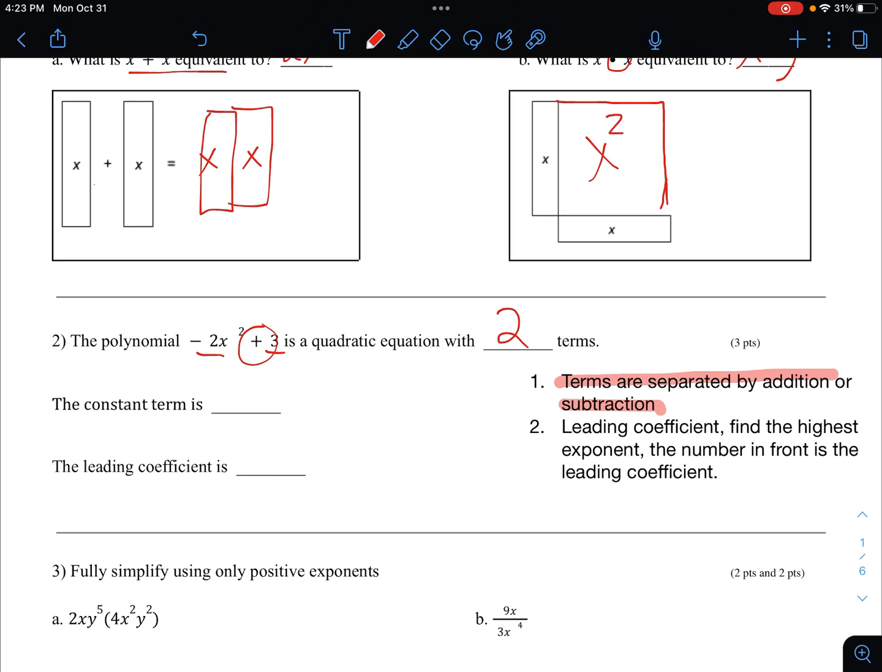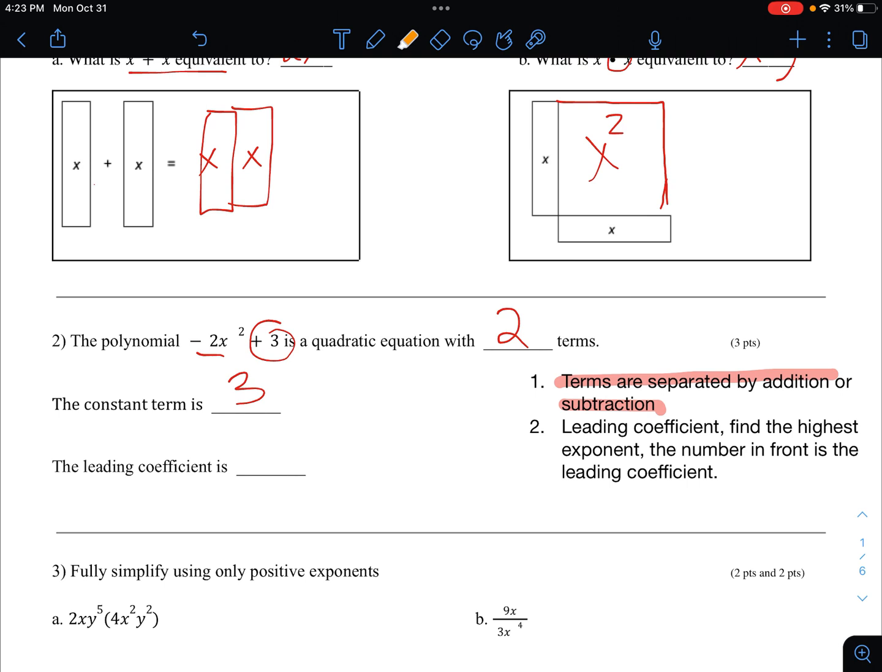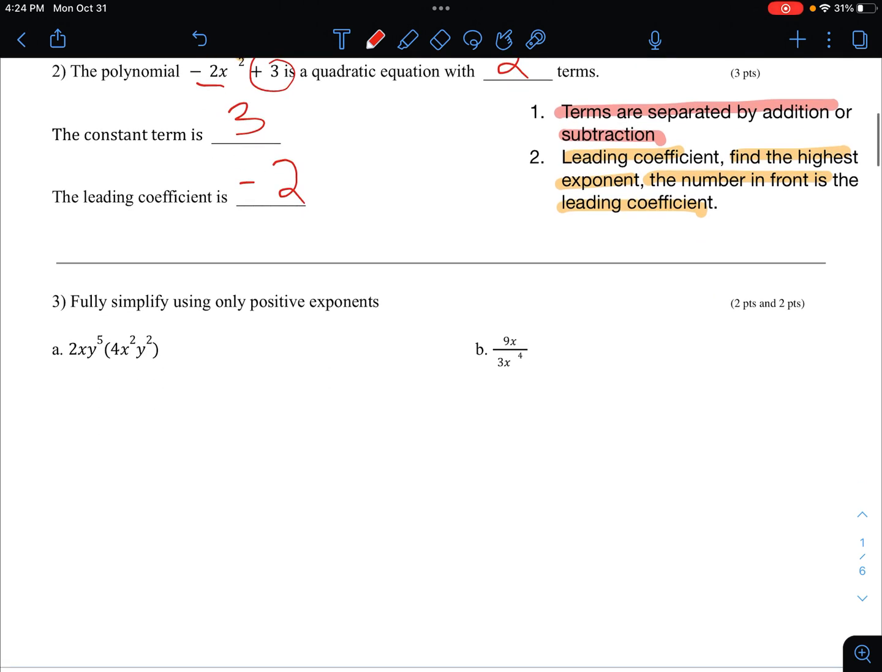The constant term is the term, rather, without a variable, okay? So our constant term here is just 3. So constants are just going to be plain old numbers, okay? And for the leading coefficient, I have a definition over here as well. In order to find a leading coefficient, we want to first figure out what is our highest exponent. In this case, our highest exponent is 2. And then we want to know what is the number right in front. And that number is what we call our leading coefficient, right? So in this example, our leading coefficient is negative 2, right?